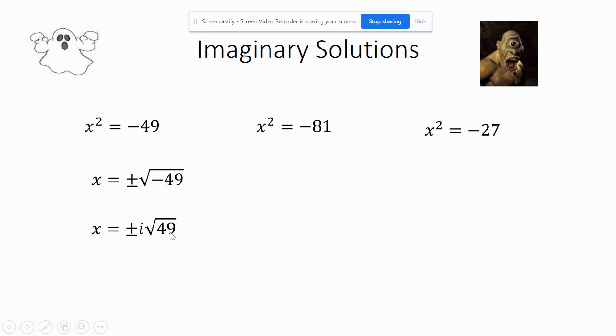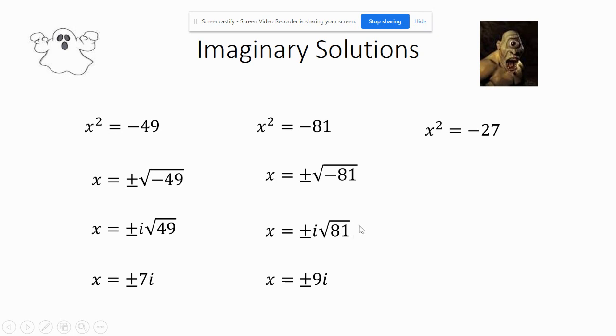And then what's the square root of 49? Well, it's 7. So the answer is a positive 7i or negative 7i. So basically what we're going to do is put a plus or minus in front of our number, square root it, and pull an i out. Exactly. Pull the i out, plus or minus the square root of this, because we have a positive or negative. Pull the i out, and the square root of 81 is 9.